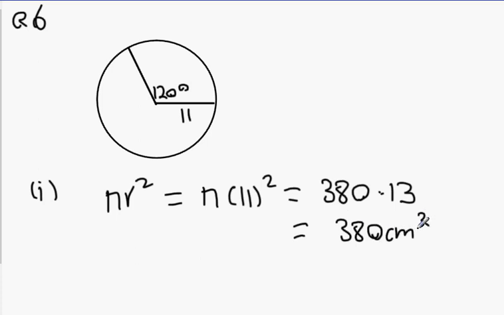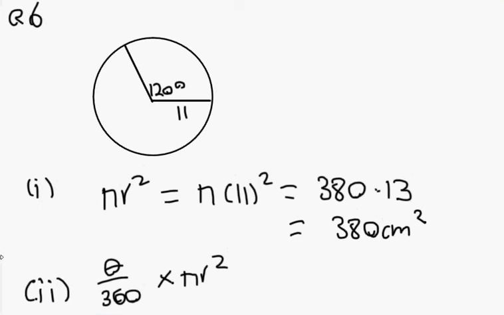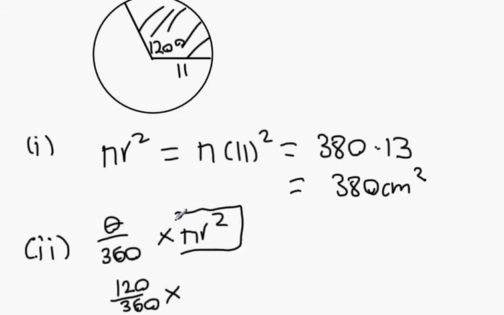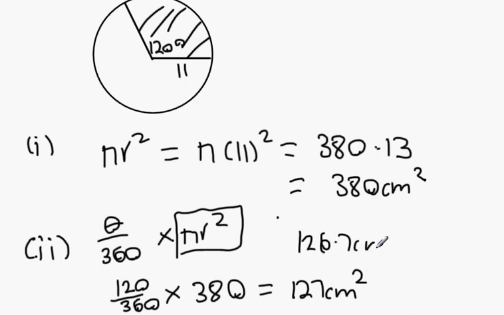380. Now, what I was talking about for the second part is theta divided by 360 multiplied by pi r squared. Okay, what's the angle we're talking about here for the shaded region? The shaded region was 120. 120 divided by 360 multiplied by, what's pi r squared? We already have it. 380. And the answer we should get is 127 centimetres squared, or 126.7 before you round it up.